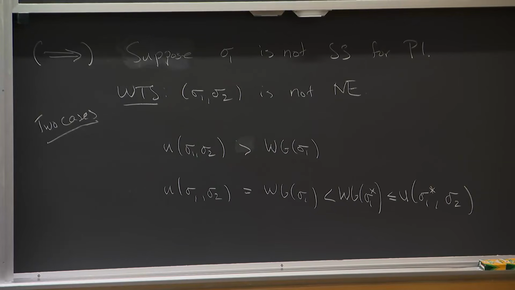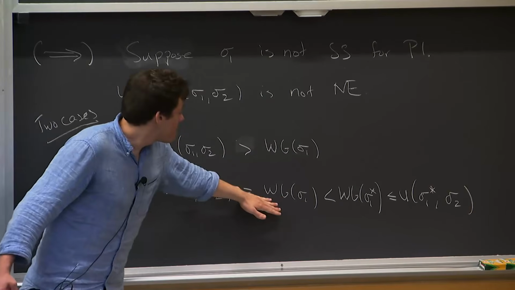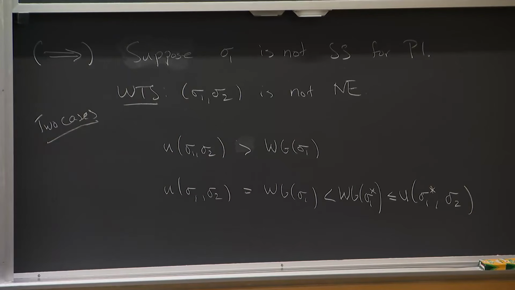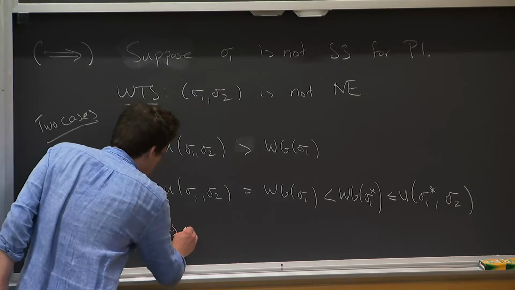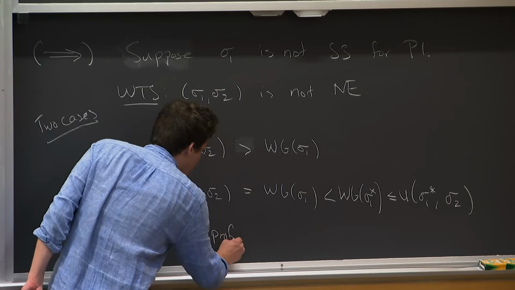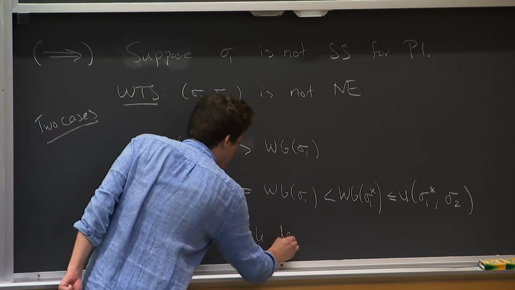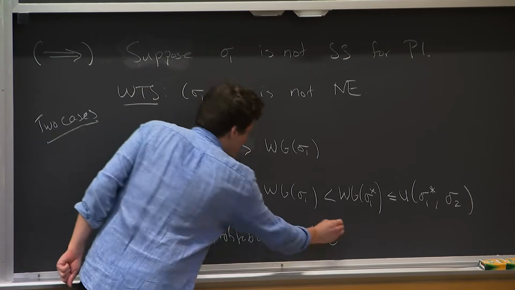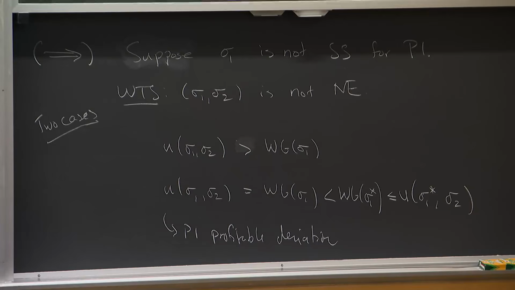I'm saying if player 1 is not playing a security strategy, they must be able to profitably deviate to a security strategy. Though this relied on this assumption here. Now let's go to the other case. So here what I showed is that player 1 has a profitable deviation. So any guesses about what I might show here? Yeah? Player 2 has a profitable deviation, right? So I want to show that player 2 has a profitable deviation.